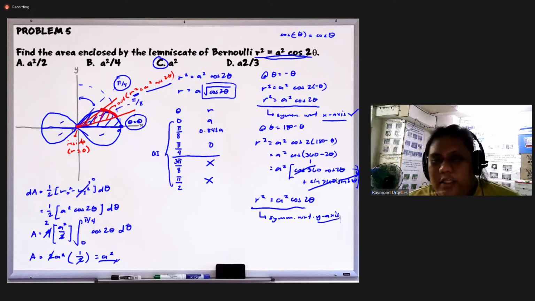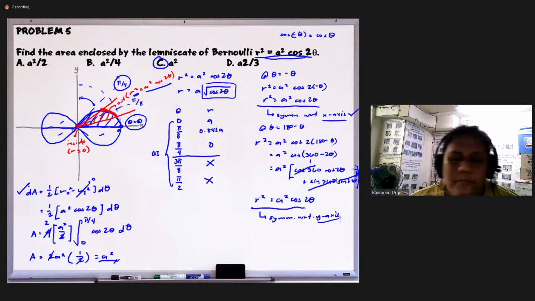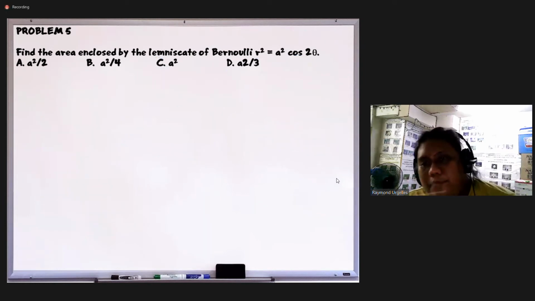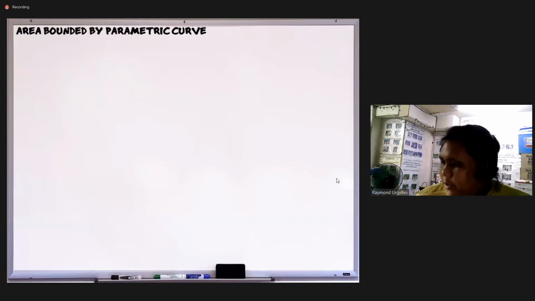So again, that is for the polar curve. No? So again, just remember this equation. Okay? So next. So we're okay here. So now we have the area bounded by a parametric curve. No?